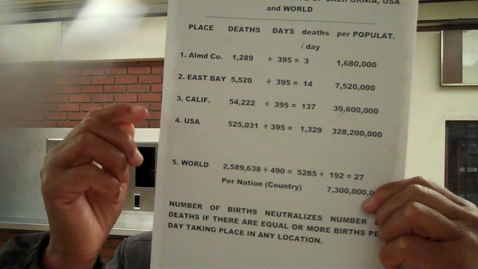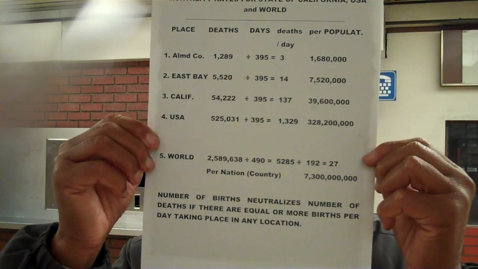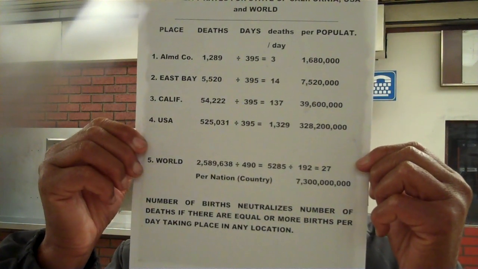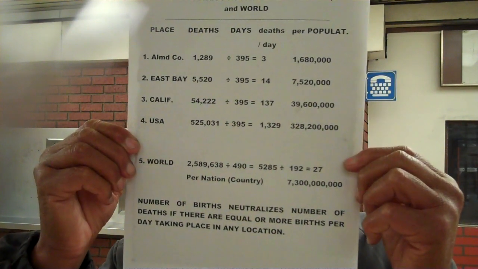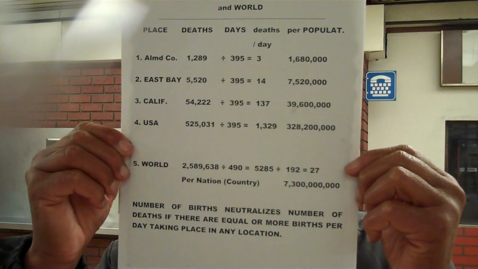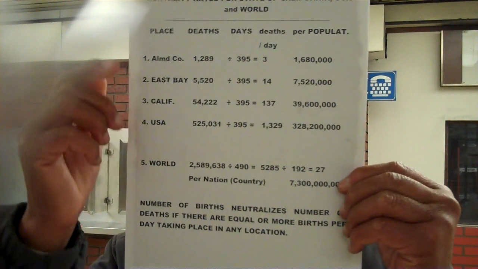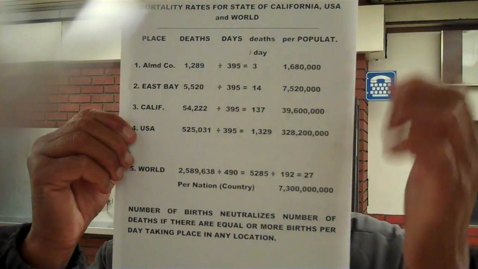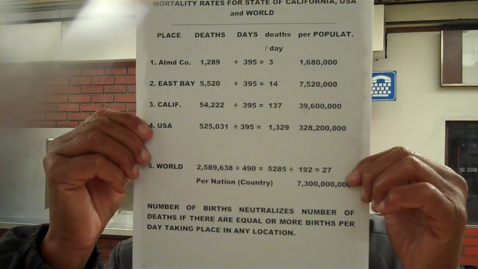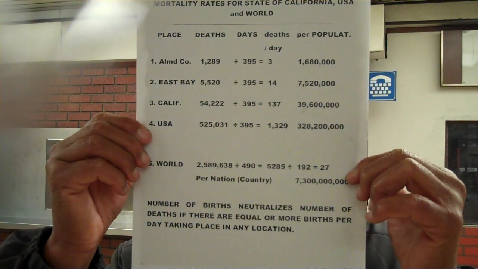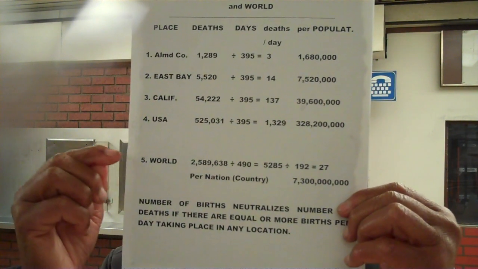We'll go to number 4, right here. And that's the United States of America as a whole, had 525,031 deaths divided by 395 days equals 1,329 deaths per day, that is, per day, out of a population of 328,200,000 humans. Now we'll go to number 5, right here.